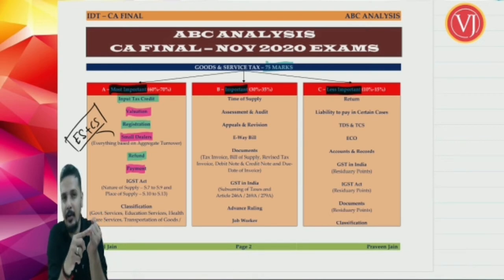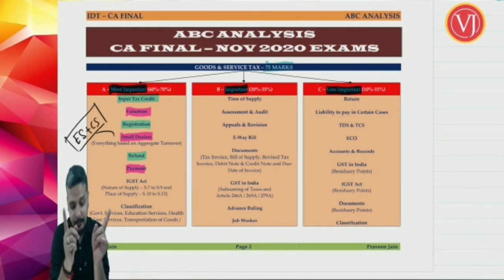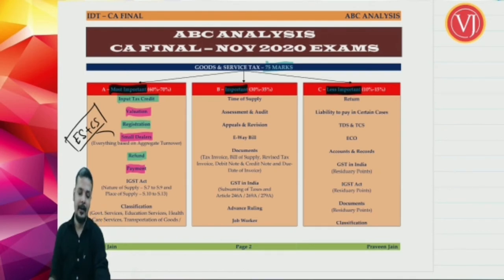One is the calculation of interest. Second is an amendment which talks about transfer of amount from one minor head or major head of the cash ledger to another minor head or major head of the cash ledger. So it is a very important area.